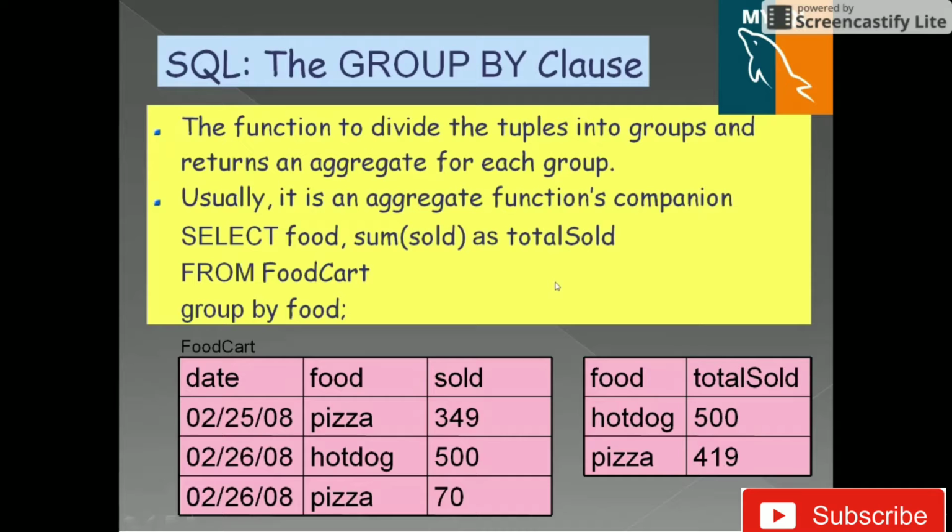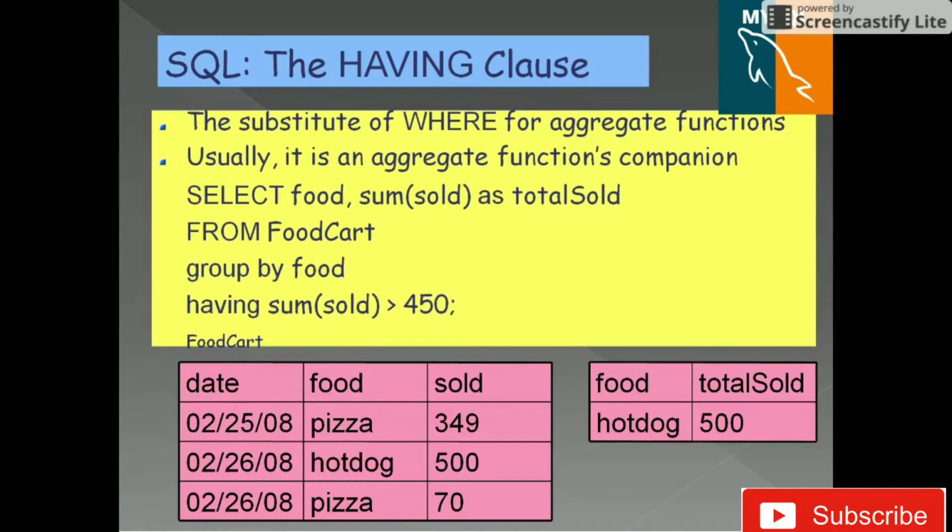So it is very useful thing. The group by. We can create complex solutions based on that query. Then there is another useful thing, that is called having clause. Having clause is a substitute of where for aggregate functions. Usually it is an aggregate function companion.